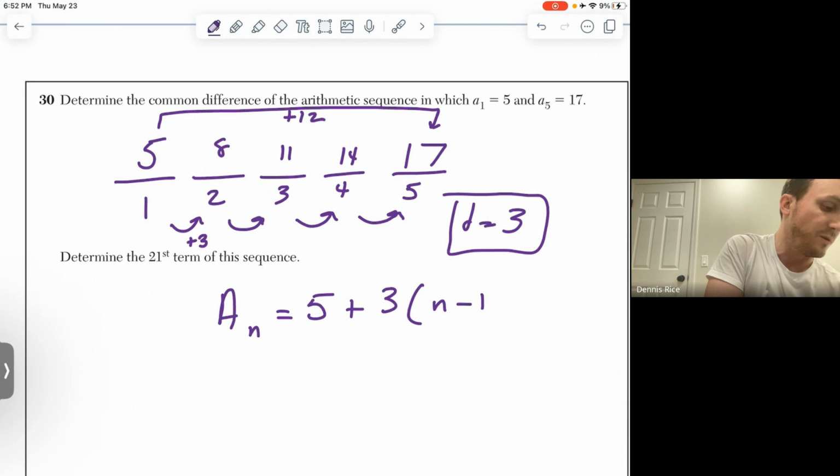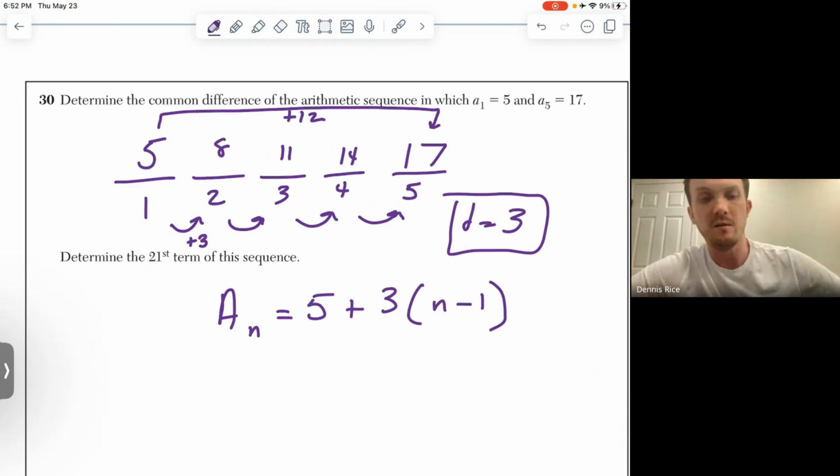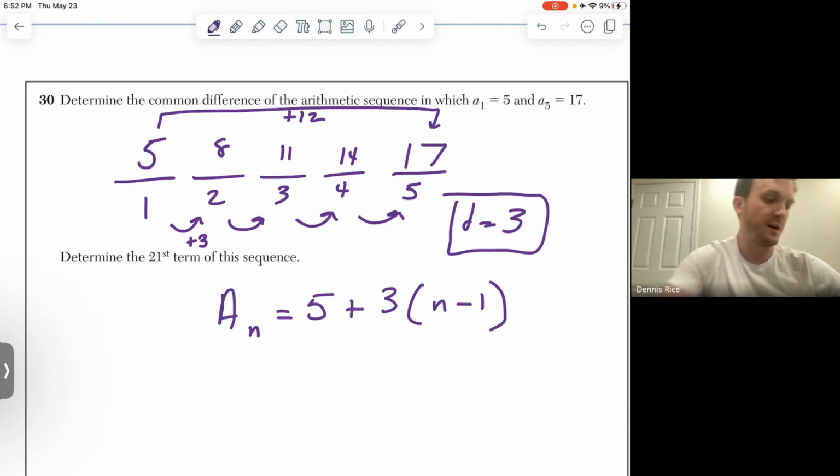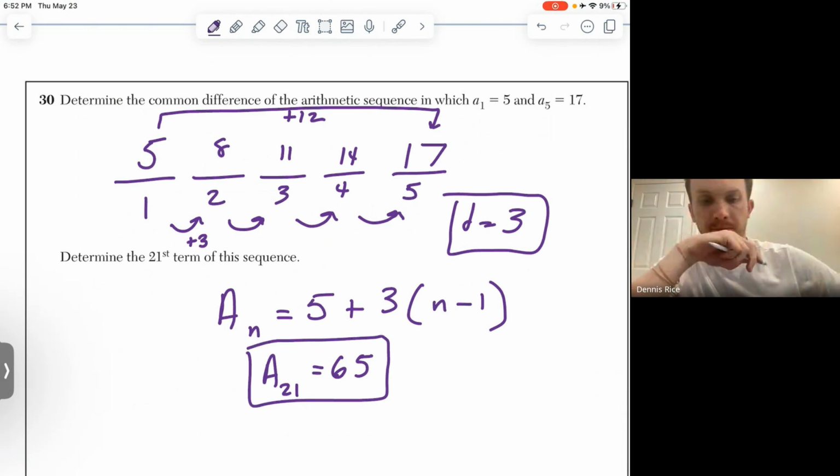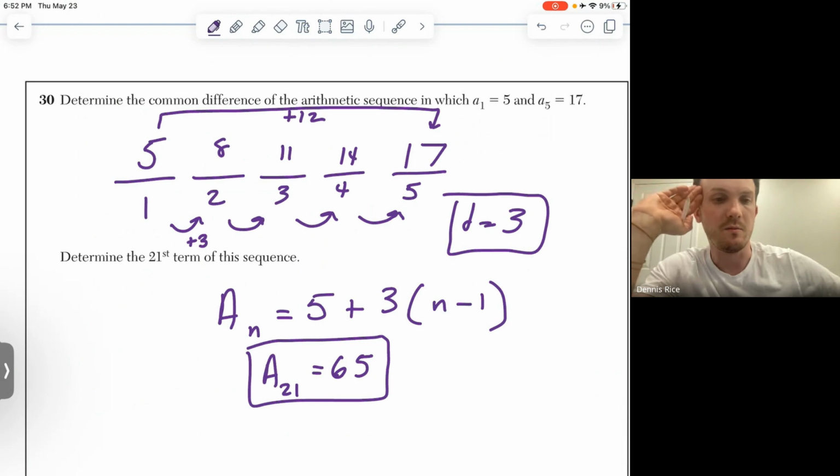This is the explicit rule. This formula is given to you. A1 plus D parentheses n minus 1. I just plugged in for A1 and D already. And now you would plug in a 21. So you'd get 3 times 20, 60, plus 5. The 21st term is 65. You don't need to do it that way. If you just wrote 65 on your paper, that's fine. Or if you have your own way of figuring it out, like, let me take away 1 from, that's kind of what you're doing.